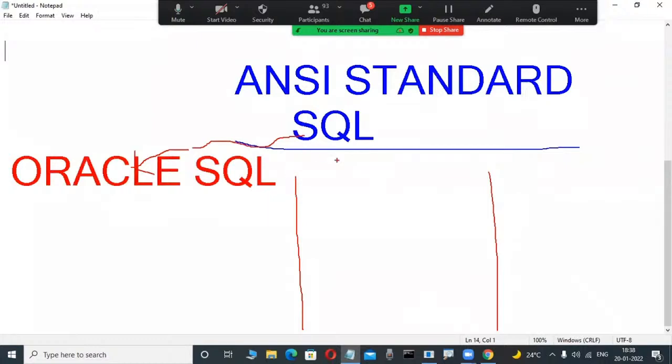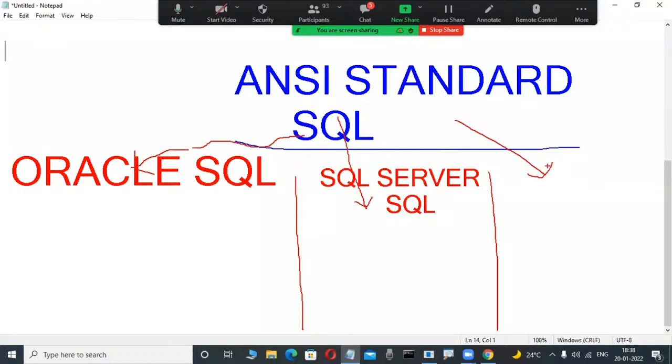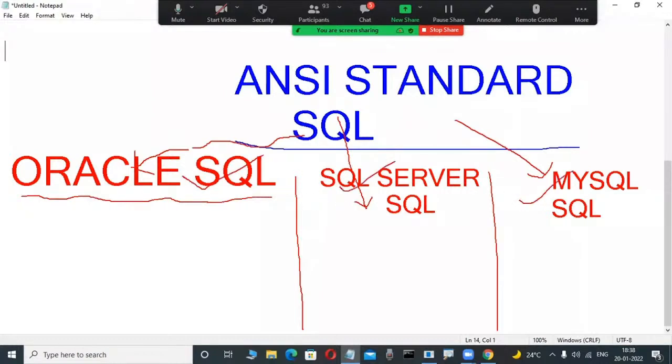That is important, and many fellows don't know. Again, SQL Server, a Microsoft product, created their own SQL from this ANSI standard SQL, called SQL Server SQL. Again, MySQL created their own SQL language from this ANSI standard, called MySQL SQL. That's why in our class we are learning Oracle SQL. These SQL languages are conceptually the same.